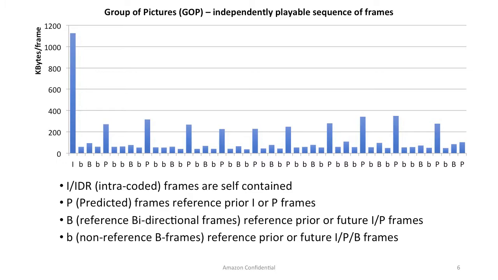And then we have, I think, a non-reference B, and that's a frame that's just going to get thrown away. It just looks at any frames around it, but nothing's based on it. So you can skip them when you're playing back for a fast forward experience or random access. And because nothing is based on them, they don't have to be as good. They just have to look good enough.